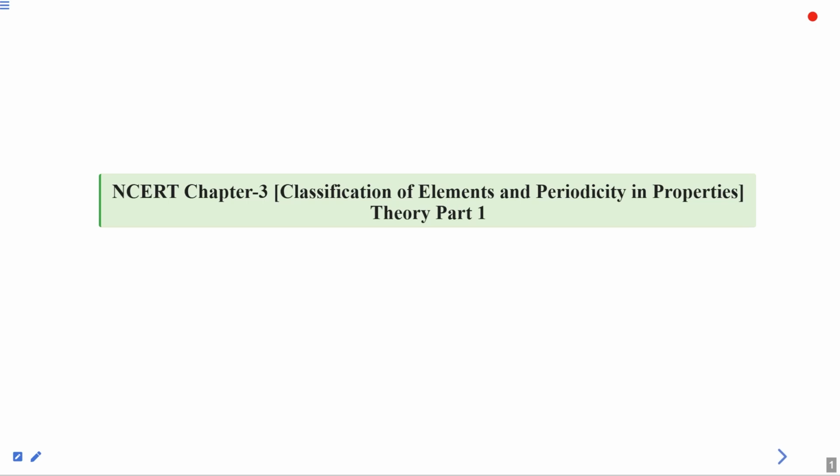Today we will start the new chapter, Classification of Elements and Periodicity in Properties, Theory Part 1, which is NCERT Chapter 3.